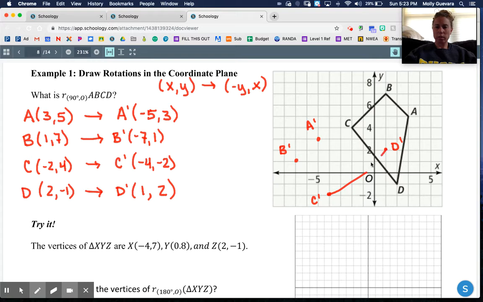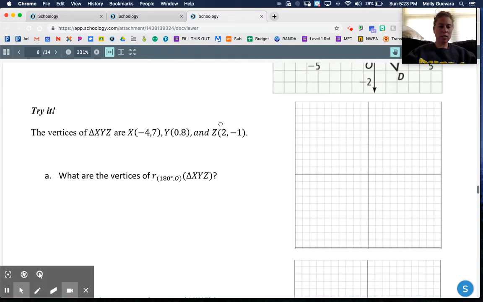Oh boy. And then from there, I just connect the sides. Hopefully you did better than I did. And then there's my figure. There's my rotated figure. Okay, so let's look here.